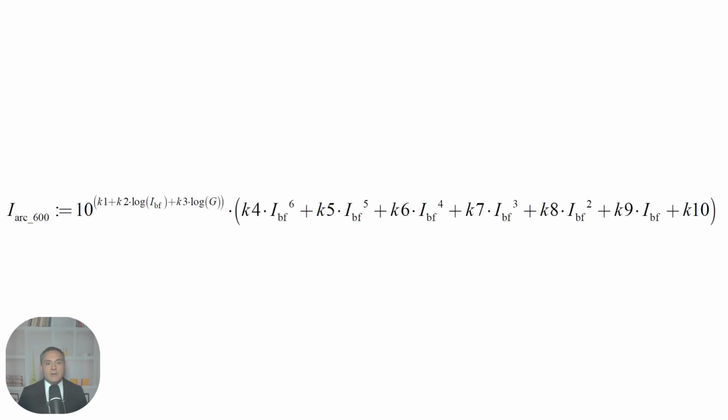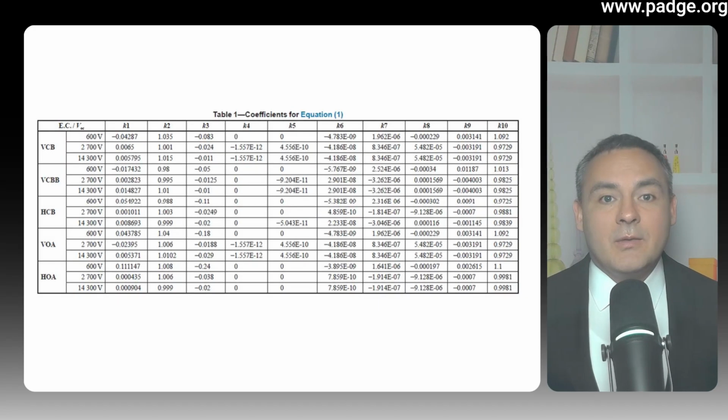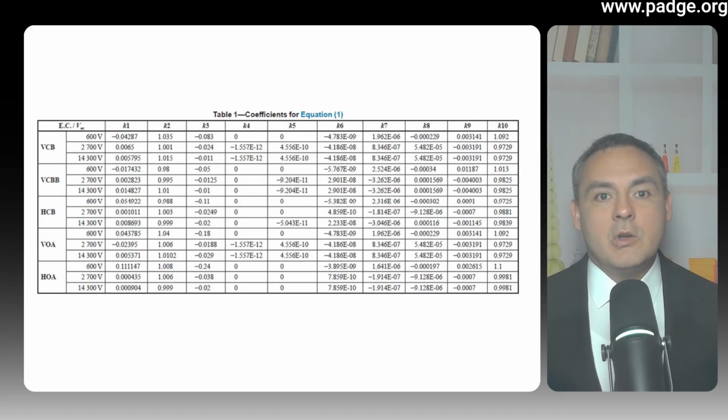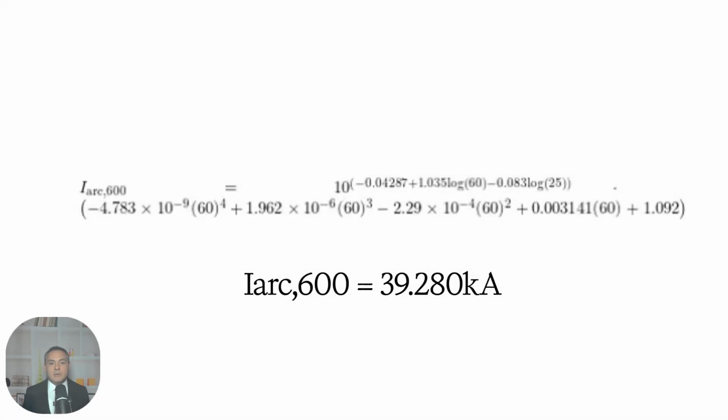Take a look at the first equation, which is called IARC 600. Notice the coefficients K1 through K10. You get the IARC 600 coefficients from table 1 in the standard. Make sure you pick the row corresponding to VCB. For our example, this is what the equation looks like after plugging in all the values. The solution is 39.280 kA for IARC 600.